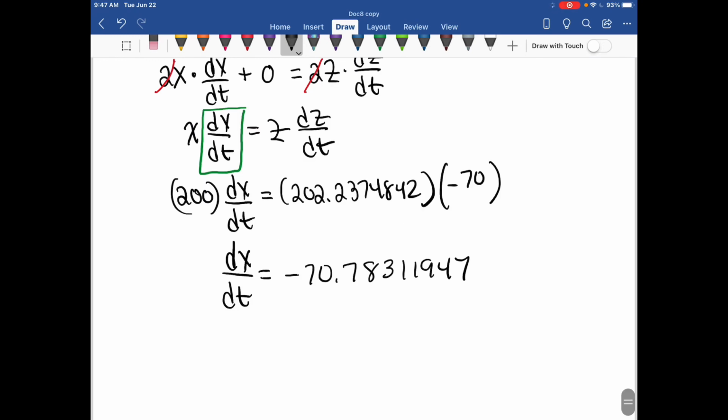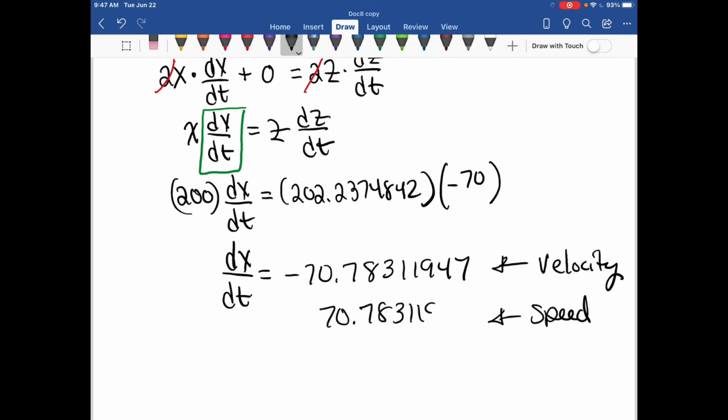Now, if you want to answer using velocity, this would be the velocity. If you want to answer using the speed, remember, speed has no direction. It's just how fast the car is going, not the direction. So for the speed, we would answer it as 70.78311947, and that would be feet per second. Same thing for this one. This is feet per second.